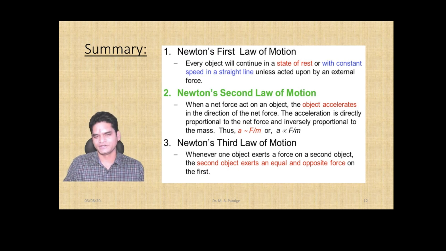See Newton's second law. The second law, as I told, says that acceleration will be produced when a force acts upon a massive object. When a net force acts on an object, the object will accelerate. It will change its velocity in the direction of the net force. If the object is like this and you apply force in this direction, it will accelerate, and the acceleration is directly proportional to the net force you apply and inversely proportional to the mass. Fine.